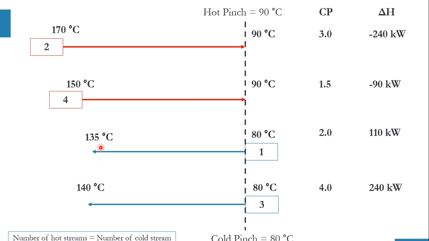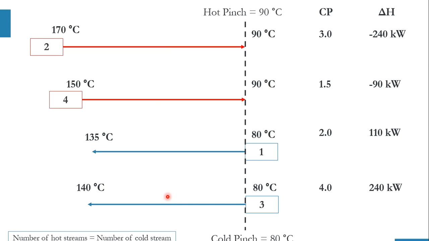This is 80 to 135 degrees centigrade. So 135 minus 80 multiplied by 2 is 110. And similarly, 80 to 140 degrees centigrade: 140 minus 80 multiplied by 4 is 240 kilowatt. Now, we can see this 240 kilowatt of hot and this 240 kilowatt of cold. These can be exchanged if we place an exchanger between 2 and 3. These two streams' heat duty can be completely satisfied.